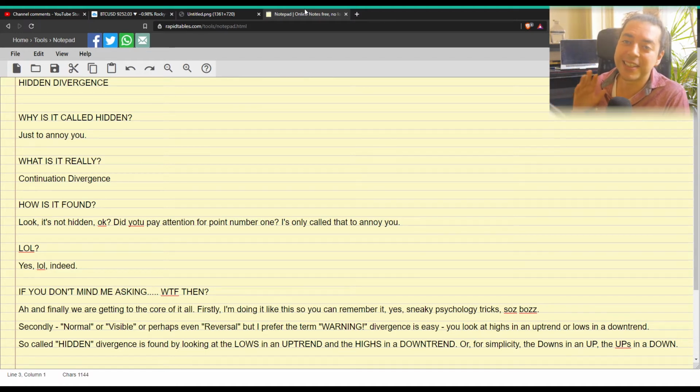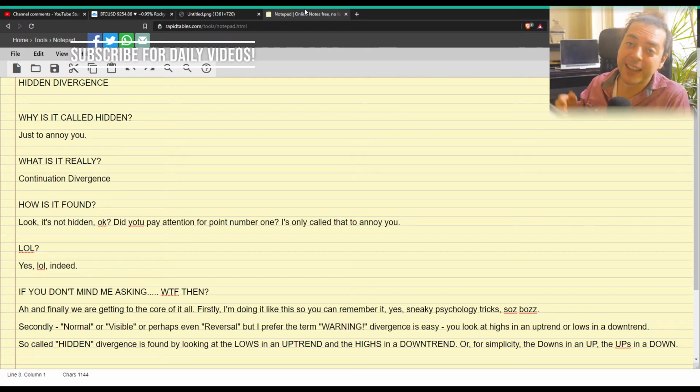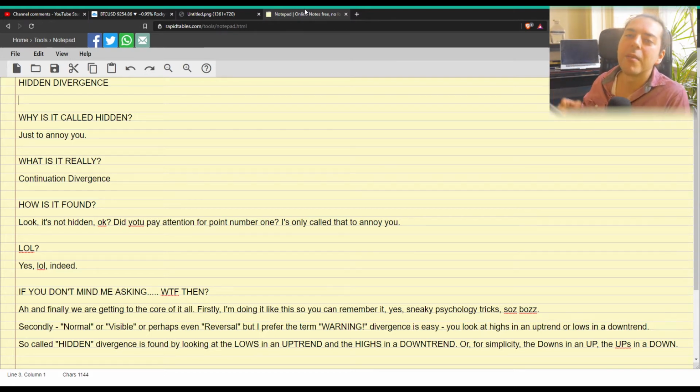Easy. Regular divergence, the one that we're not talking about in this video, the regular one, the reversal one, the one that's not a continuation, is you find it by looking at the ups in an uptrend and the downs in a downtrend, okay? You could make that confusing for people by saying you look for the peaks in an uptrend or you look for the highs in an uptrend, right? But let's just make the language easy. Regular divergence, you're looking for ups in an uptrend and downs in a downtrend.